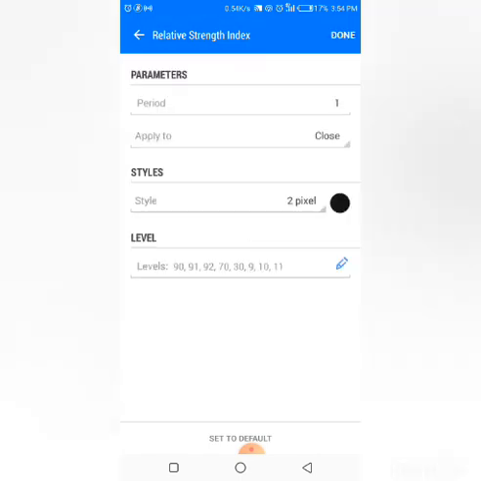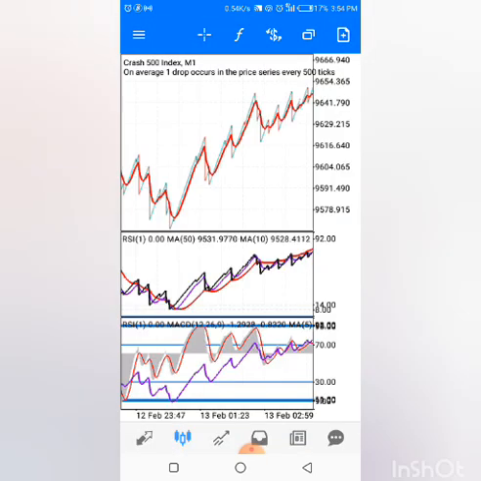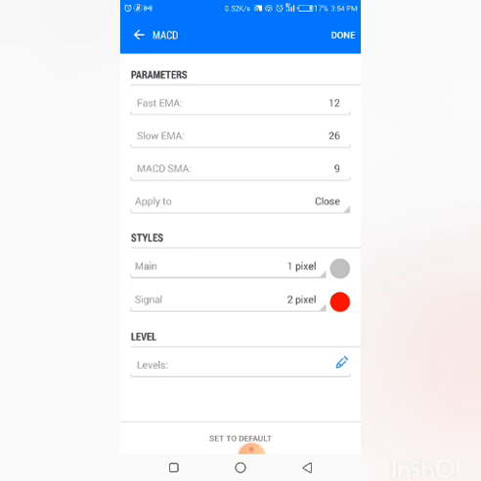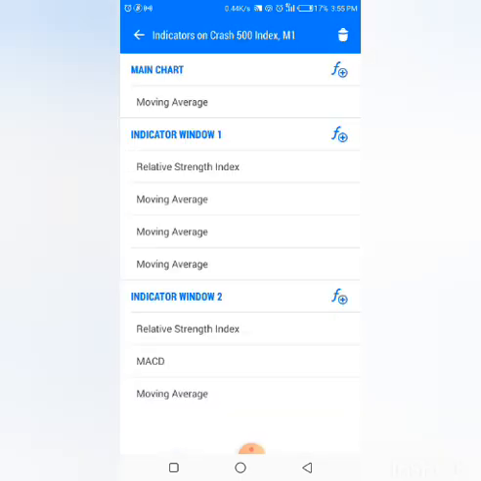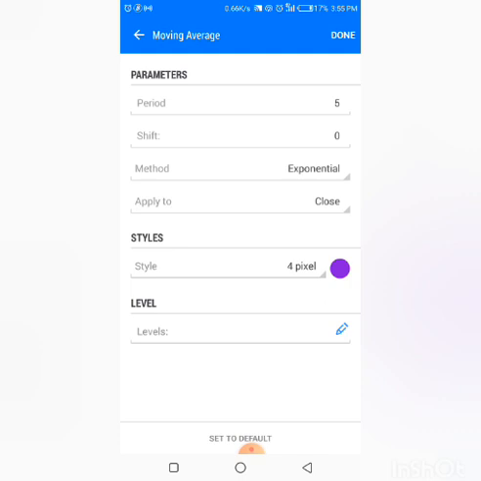Then done. We are using MACD. The MACD fast EMA is 12, slow EMA is 26, MACD SMA is 9, apply to close. The main is 1 pixel, I'm using this color. The signal is 2 pixels, I'm using red. The last moving average is moving average 5, period 5, shift 0. Method is exponential, apply to close. Style should be 4 pixels, I'm using this color. Then done.